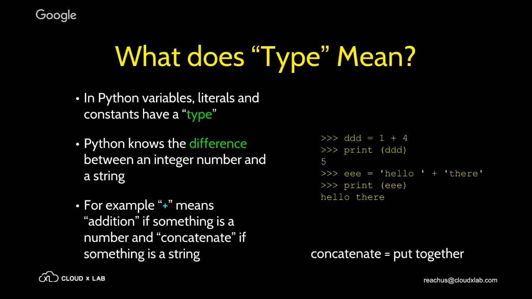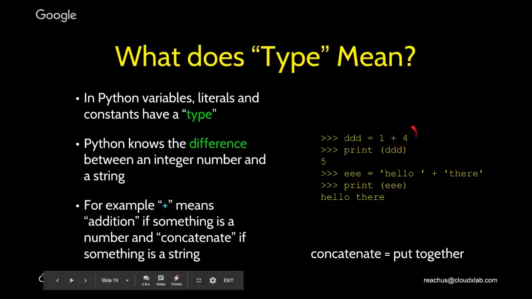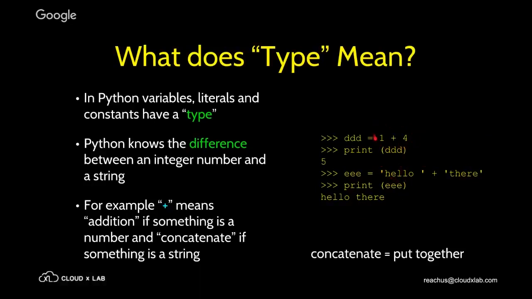So in Python, the variables, literals, and constants all have a data type. Python knows the difference between an integer number and a string. If you try to add two numbers, it will happily accept them and compute the sum, while if you try to add two strings, it will concatenate them. But if you try to concatenate a string and a number, it will throw an error.